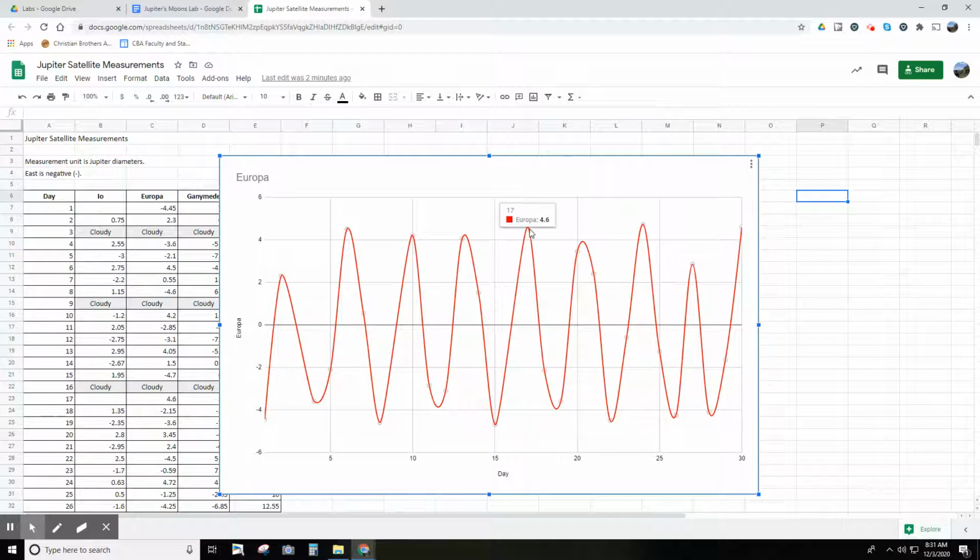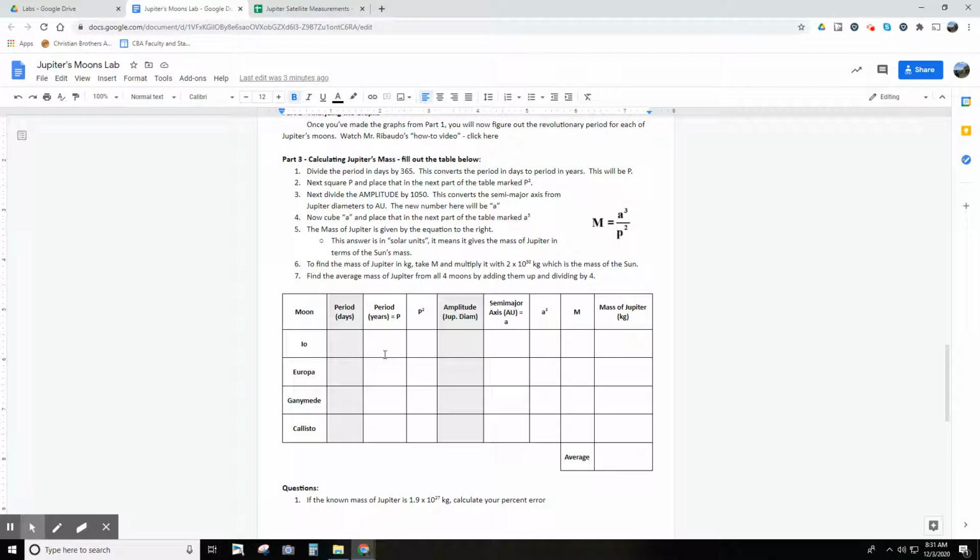So approximately 4 days would be the time it takes for Europa to go all the way around. So that's the period of Europa. And so what you would do is you type that number in here. That's 4 days.